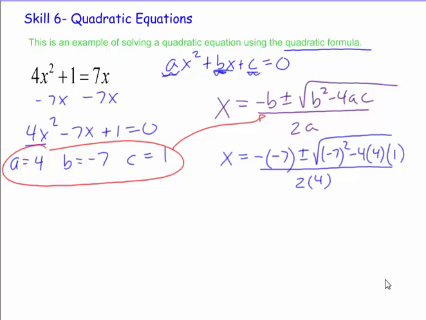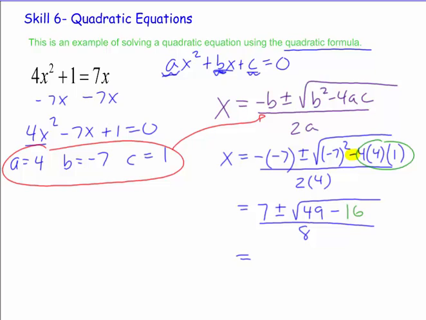From here, it looks messy, but we just need to reduce, a little bit at a time. So the first thing, negative times a negative 7 is a positive 7, plus or minus. Underneath our square root, we have negative 7 squared. Remember, that's a negative 7 times a negative 7, which is a positive 49. Then I see I have one negative over here, so that's going to stay negative. And I look at my numbers, 4 times 4 times 1 is 16, all over 2 times 4, which is 8.